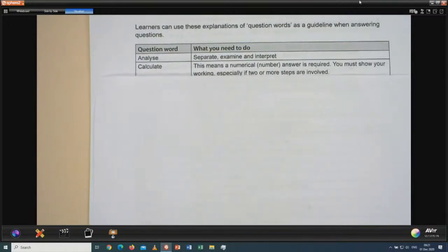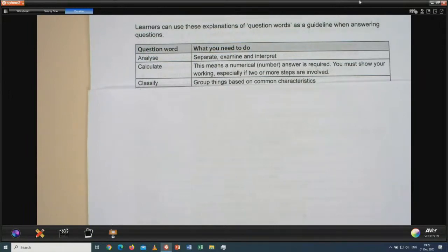Secondly, calculate. When you calculate, this means a numerical value is needed or an answer is required. You must show your working, especially if two or more steps are involved. You must calculate, so a numerical value must be used.